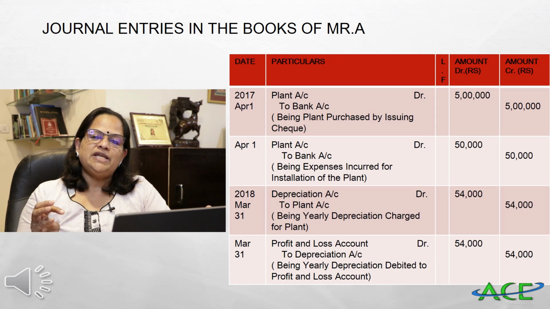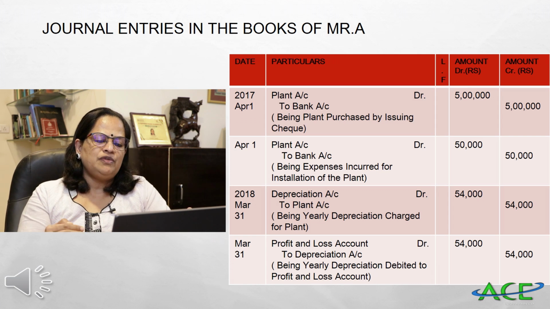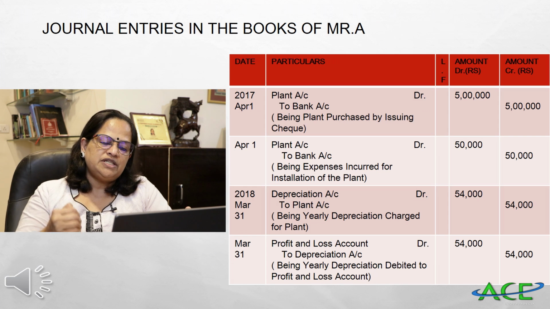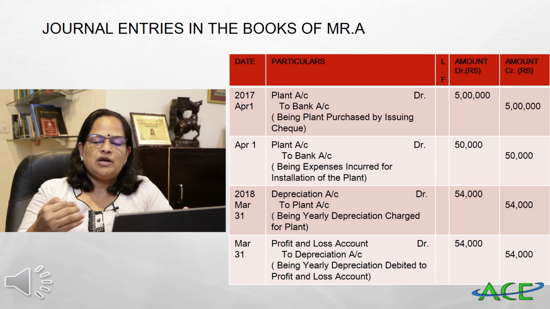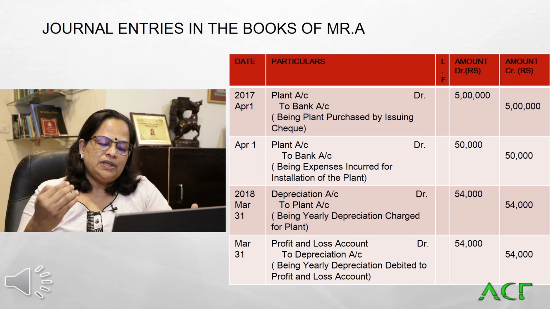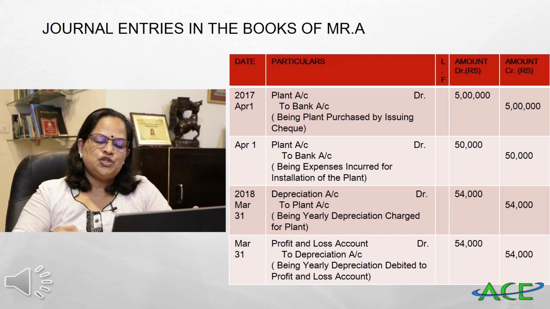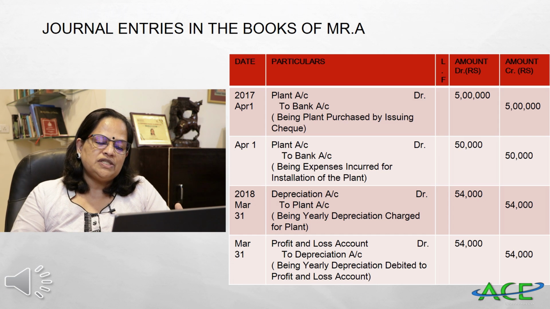Next is 2018 March 31st, the depreciation we had to provide. Depreciation account debit 54,000. I have explained how we are getting 54,000, to plant account 54,000. So next, we are charging this depreciation to profit and loss account. Profit and loss account debited to depreciation account 54,000.